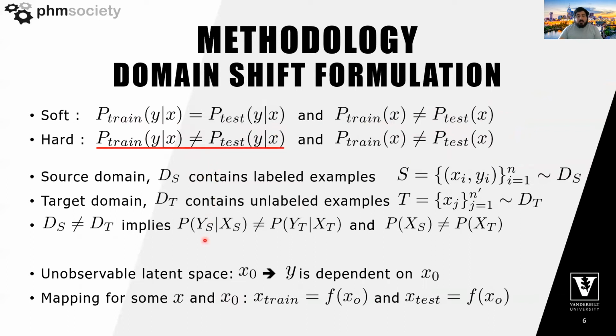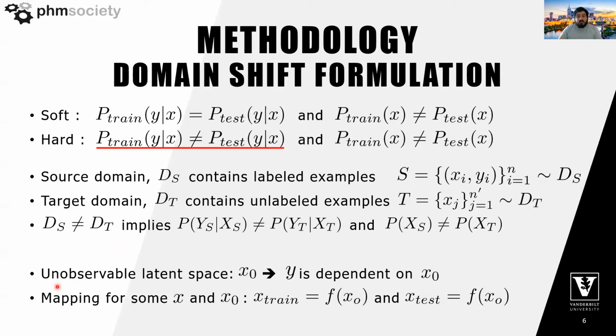For a general case of domain shift, we have the source domain, DS, which contains the labeled source samples, and the target domain, DT, which consists of unlabeled target samples. We assume that the probabilistic distribution for both domains are different, which implies that neither the conditional distributions nor the input distributions match for testing or training. In this case, we mean source and target domain data.